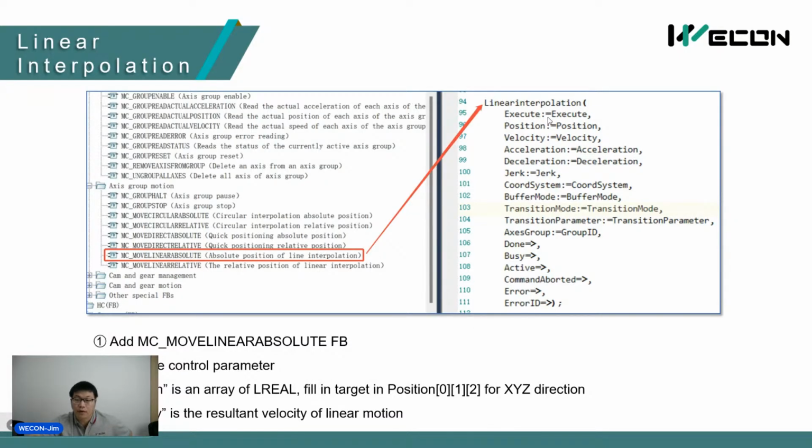Let's check the input parameters. First, the position. This position is an array data of long real. For example, if you add 3 axes in your axis group, you need to fill in the target position of the x, y, z 3 directions in array 0, array 1, position 0, position 1, and position 2.